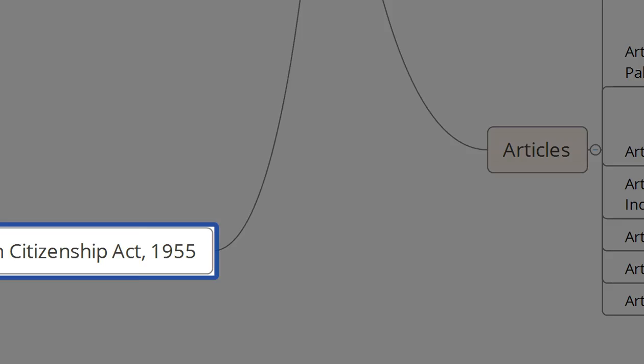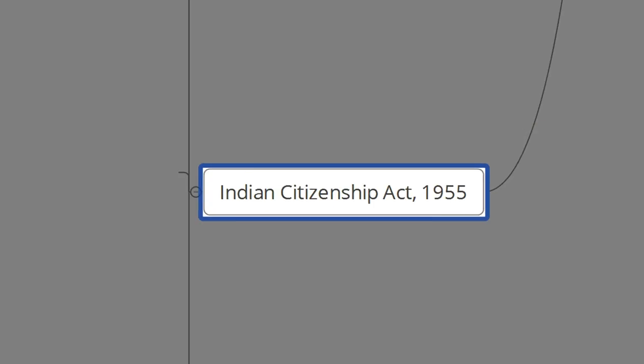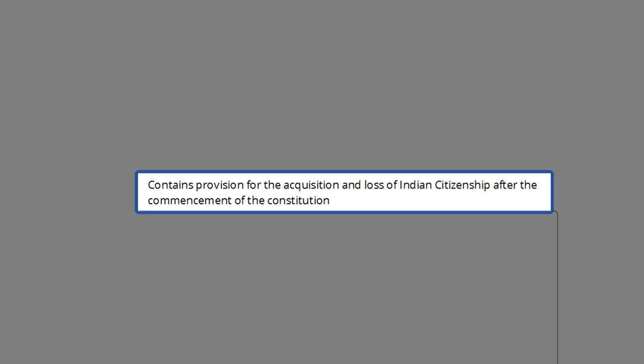And now let's see about the Indian Citizenship Act. As I already told, our Indian Constitution contains certain articles which confer only citizenship at the commencement of the Constitution. What to do after the commencement of the Constitution? That's why the Parliament was given the right by Article 11 to enact laws to take care of citizenship after the commencement of the Constitution. So the Indian Citizenship Act 1955 is the outcome of Article 11. It contains provisions for the acquisition and the loss of Indian citizenship after the commencement of the Constitution.